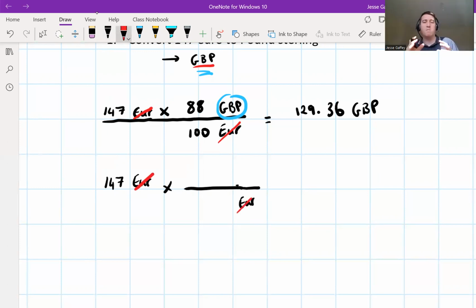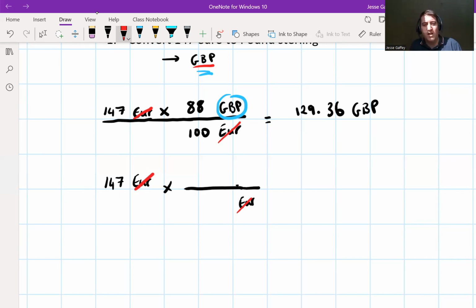And this is the way I see most people go wrong, is they try and do all these numbers without the units. They just try and be a little bit lazy. For the sake of, what are you going to save? 3 seconds by not writing down the unit? But it's going to mess up your sum. It's going to mess up your thinking process. You're not going to get this right.